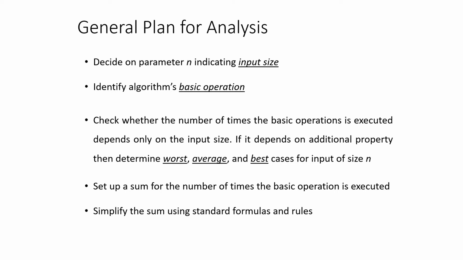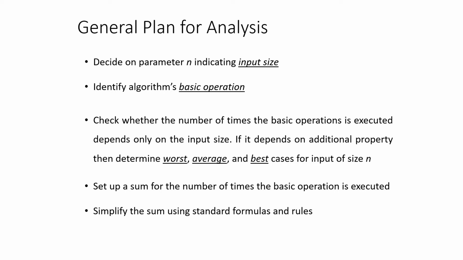After identifying the basic operation, we have to check whether the number of times the chosen basic operation is executed depends only on the input size, or whether it depends upon some other parameter that is present in the algorithm. So we have to decide. If the basic operation execution depends only on the input size, then we need not go ahead with that. Simply we'll find the complexity. We'll not go with the worst case, average case or the best case complexity.